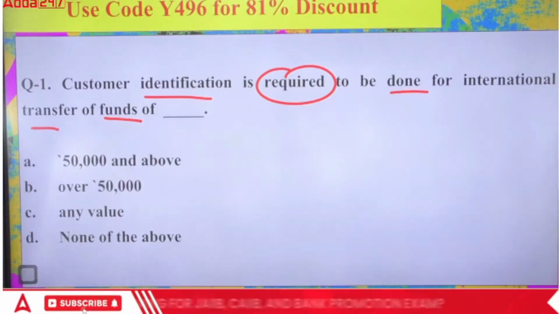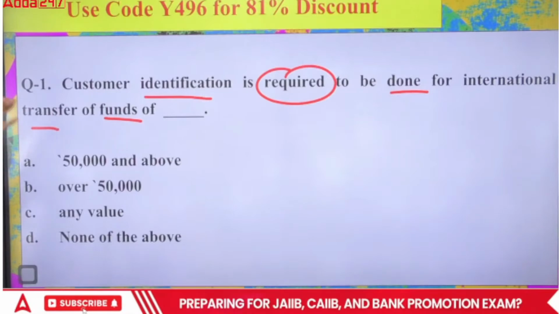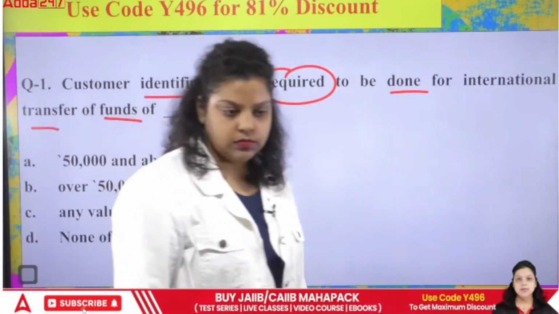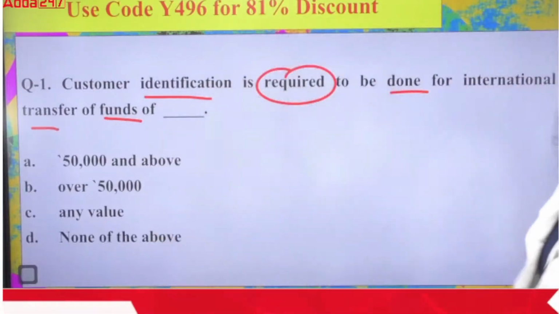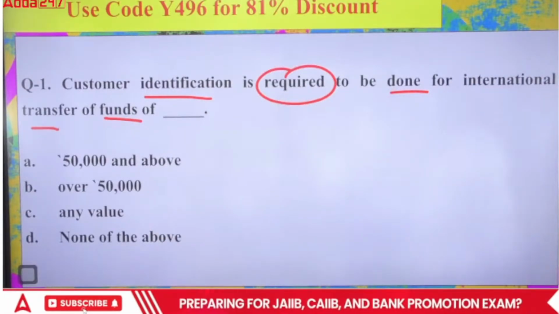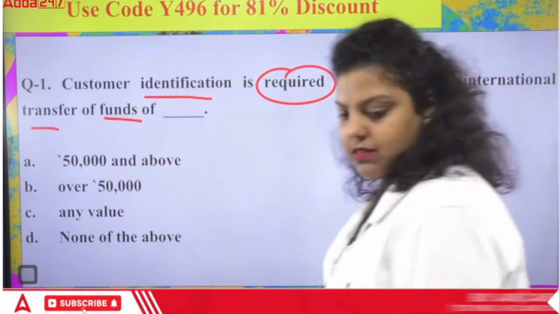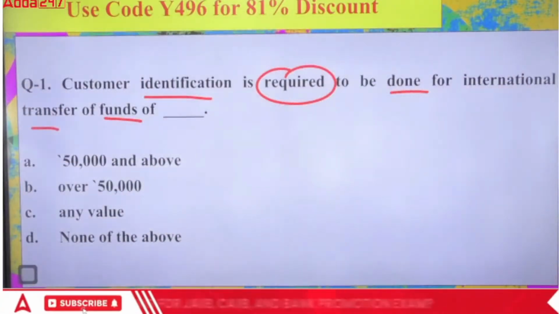In case of international transfer, customer identification will be required in which of the following options? For 50,000 and above amount, you have to do that. Over 50,000, you have to do that. Any value that is available for the international transfer, or none of the above. A, B, C, or D. Which of the following is correct?